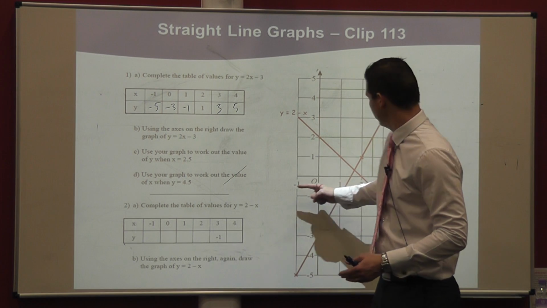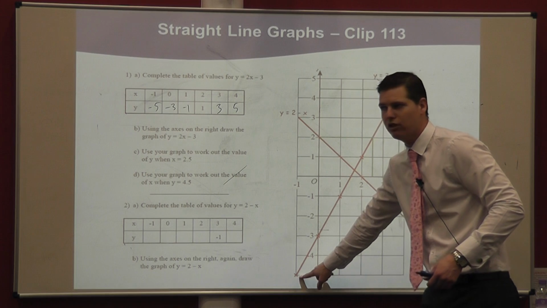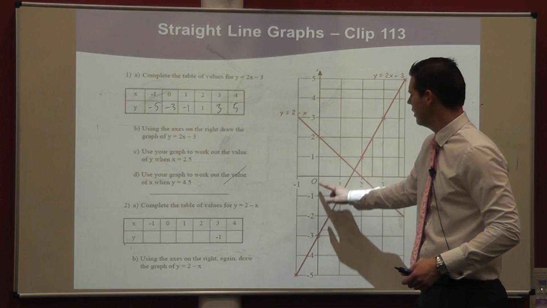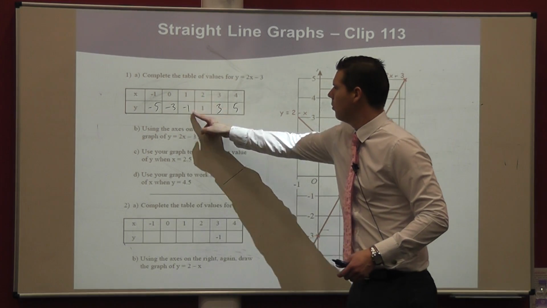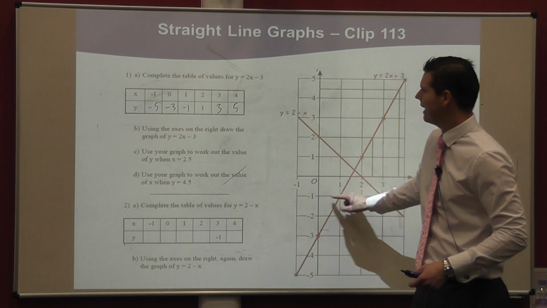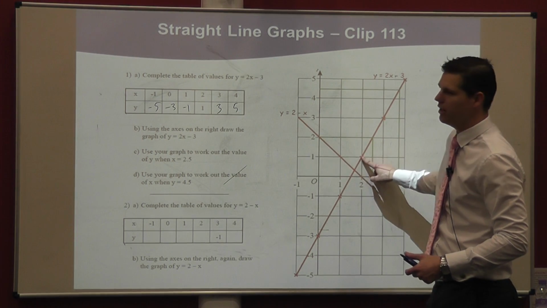And if you have a look on the graph here, you end up with x is -1, y is -5. There's your first little cross. X is 0, y is -3. X is 1, y is -1. X is 2, y is 1, yes?